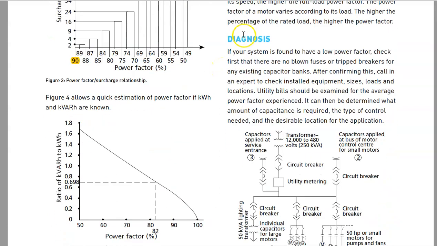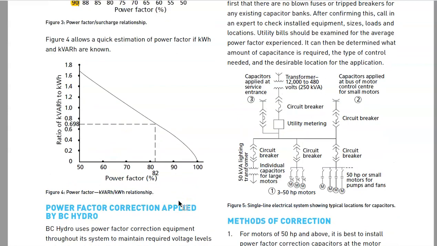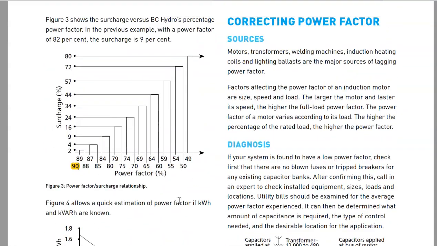They talk then about estimation of power factor if the kilowatt hours are known. Then they talk about power factor correction systems. They're going to require you as the customer to put it in. And then they talk over here about the same thing that's inside of our module over here, that these are the major sources of lagging power factor.